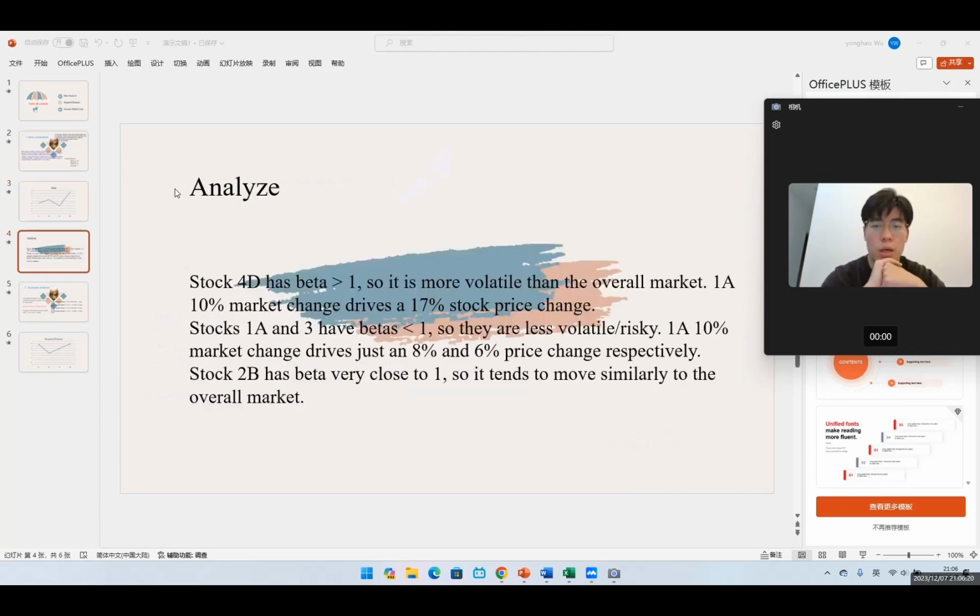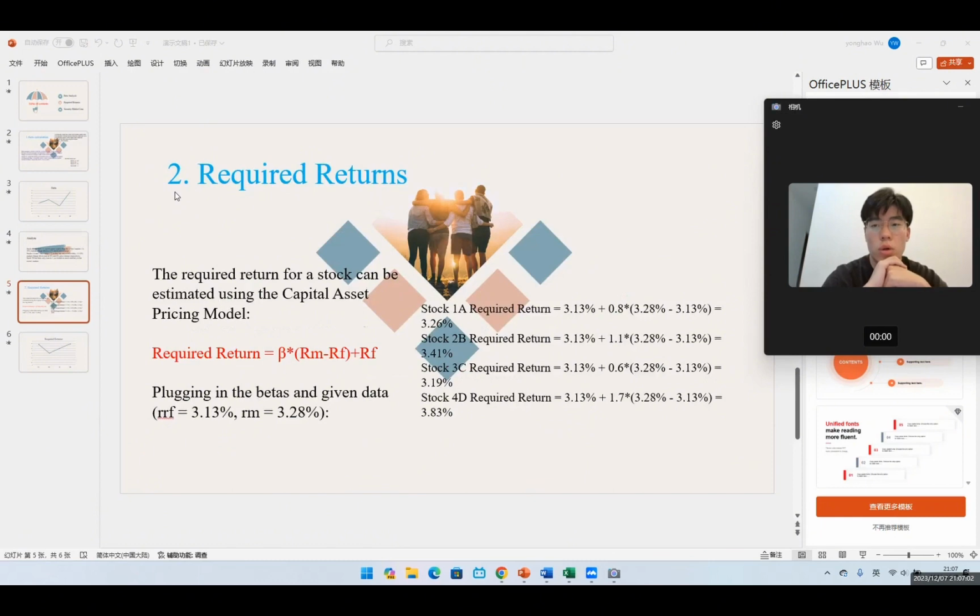Stock 4D has a beta greater than 1, so it's more volatile than the overall market. A 10% market change drives a 17% stock price change. Stocks 1A and 3C have a beta less than 1, so they are less volatile. A 10% market change drives just 8% and 6% price change respectively. Stock 2B has a beta very close to 1, so it tends to move similarly to the overall market. Next, the required return.